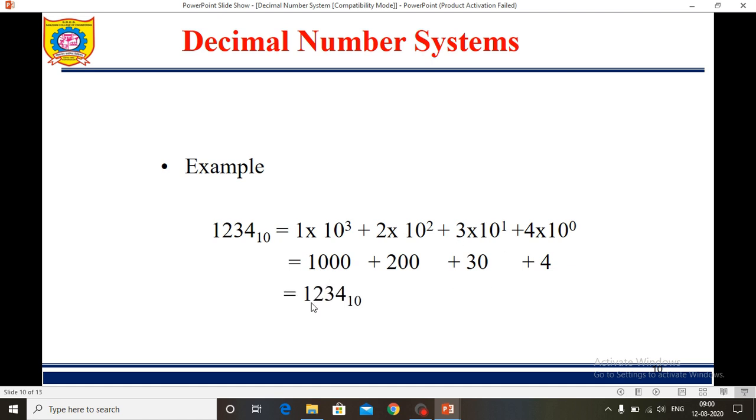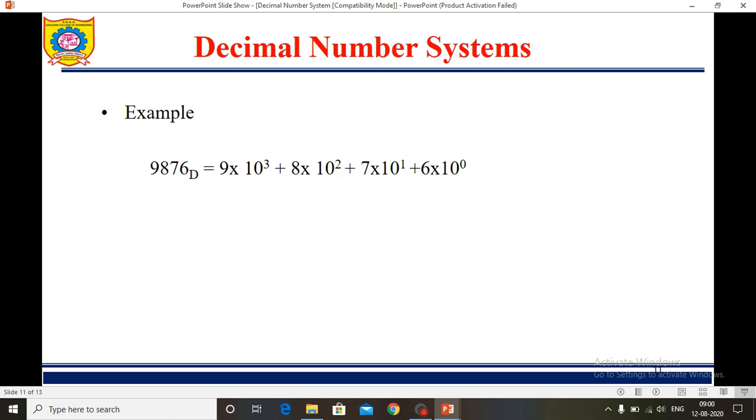That finally will give you 1234. Okay. I hope it is now clear to you how a decimal number is represented and why it is called a decimal number. Okay. Second example we'll see.